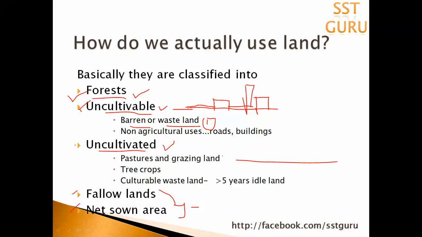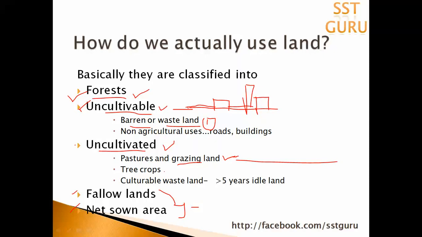So first of all, grazing land. Grazing land means the land in which your animals, cows, buffaloes, etc., graze. Okay, so these lands you just leave for grazing because you also need them for your farming. So you leave that land for grazing so that you don't need to supply the animals with food. So grazing lands and pastures are potential cultivable lands, but they are left uncultivated.